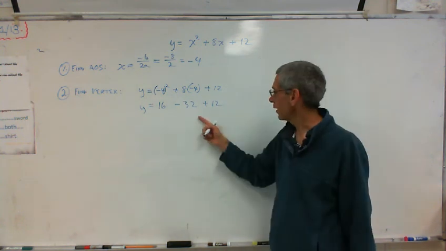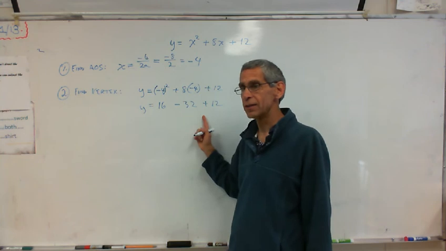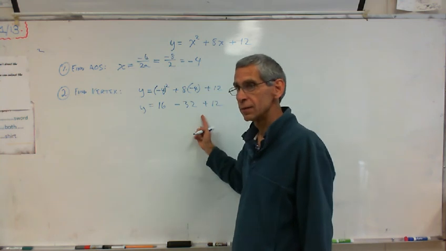All right, Elizabeth, help me. 16 minus 32 is? I don't know.